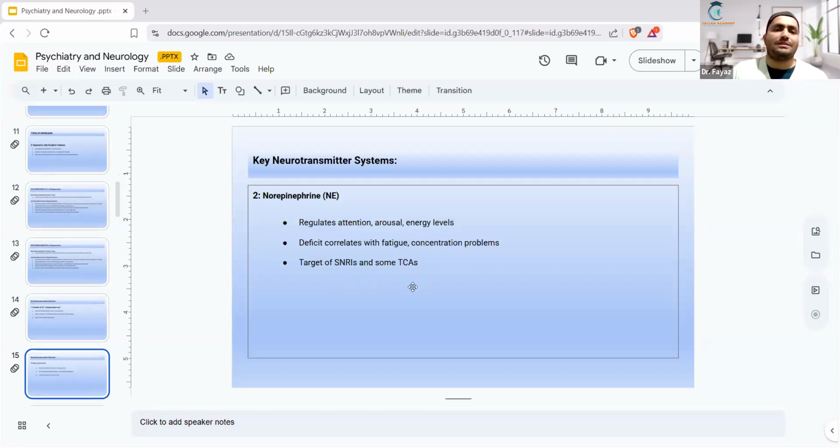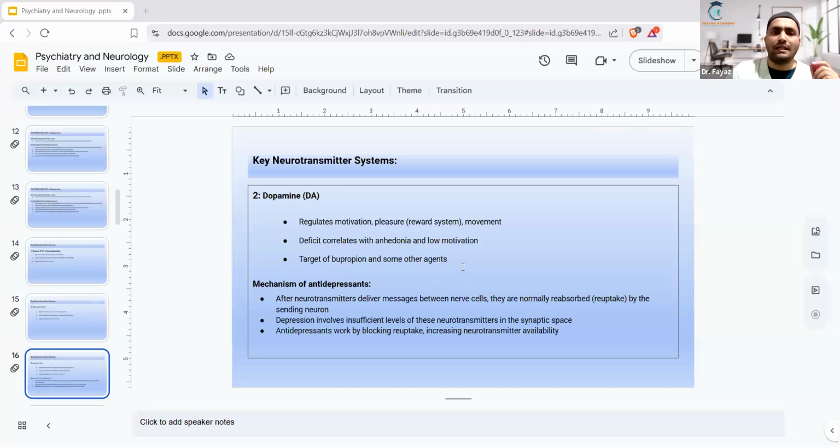The second important neurotransmitter when we are discussing the pathophysiology of depression is norepinephrine. It helps with attention, arousal, and overall energy levels. If it is low in concentration, we may have issues with concentration and we may feel tired, even though we are sleeping 10 hours a night. SNRIs and some other medications target norepinephrine levels. They work by raising the level of norepinephrine in the synapse between nerves of the CNS.